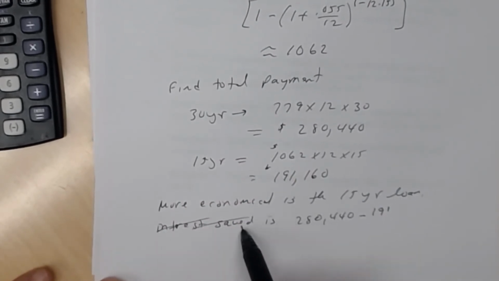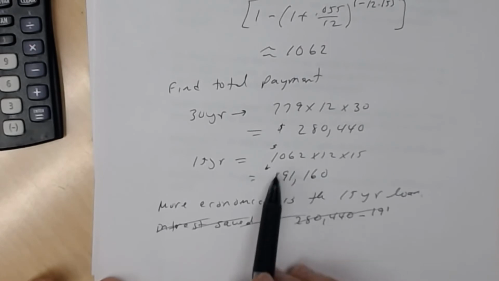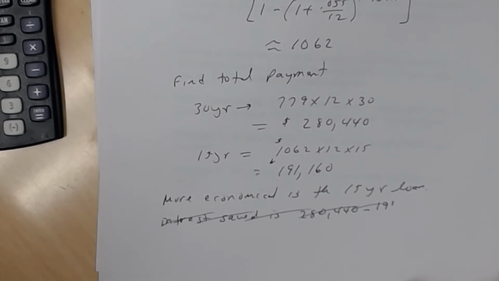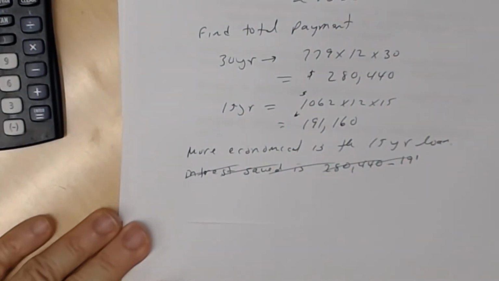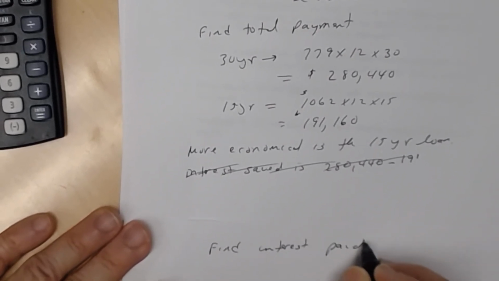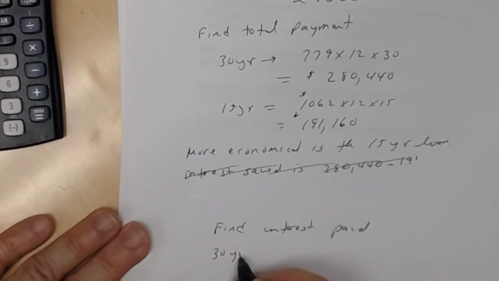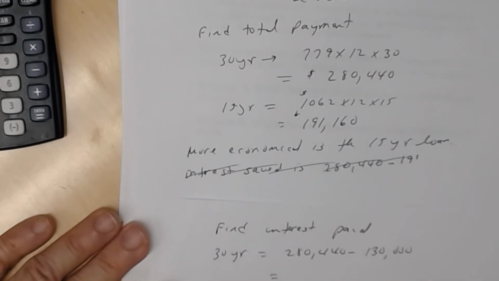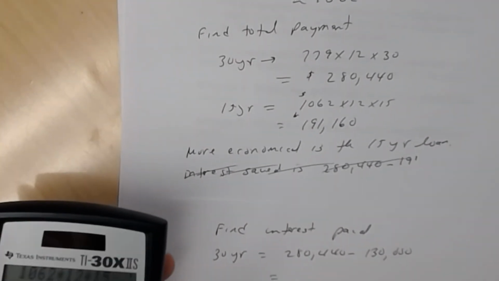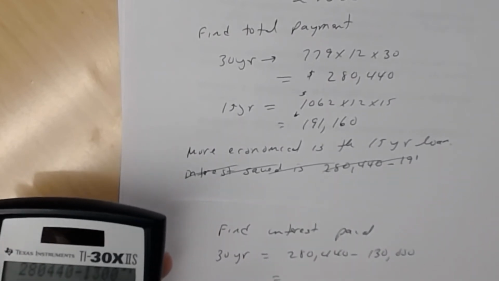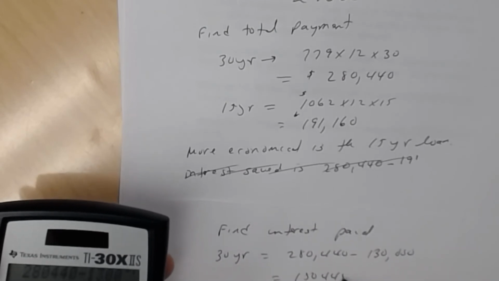So we got to, first of all, before I do that part, but it's still true that at this point I can answer the economical part is the 15-year loan. All right, so let's find the total interest for each. All right, so interest paid for 30 years. So let's find the interest paid. Okay, interest paid for the 30-year will equal $280,440 minus the $130,000, right? Which gives me $150,440.